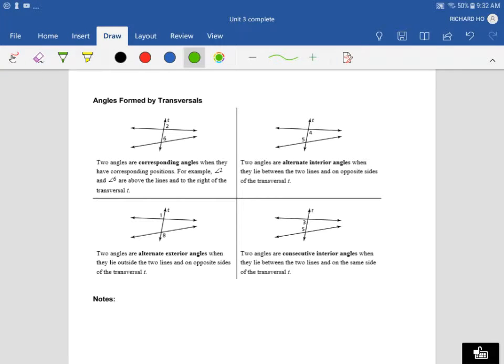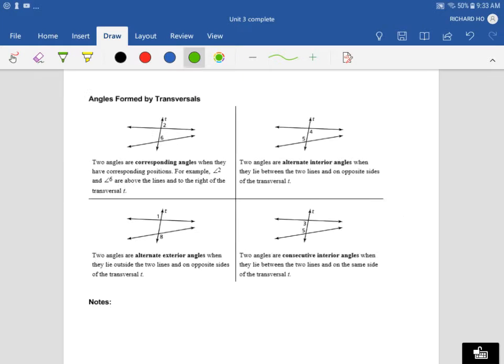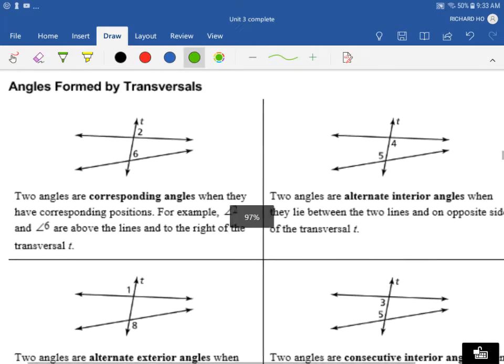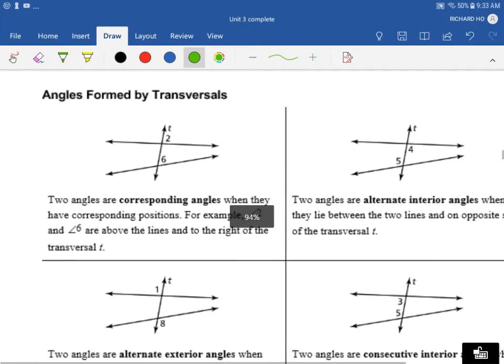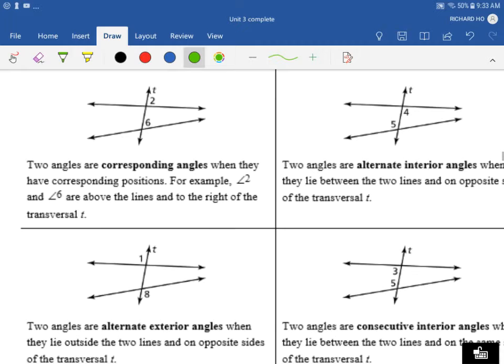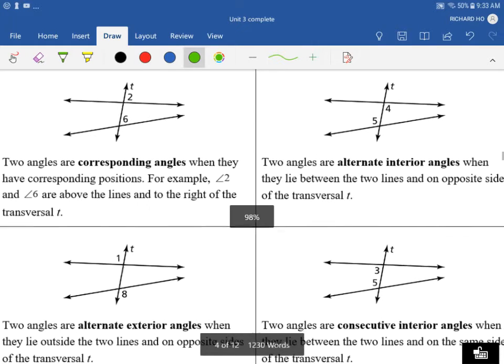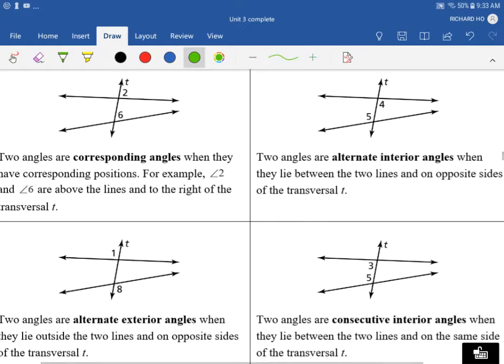Okay, so this is parallel lines with transversals. You have 4 types here. The way you know which type it is, we'll start with, let's see if we can fit all this. Okay, so the first one is corresponding.